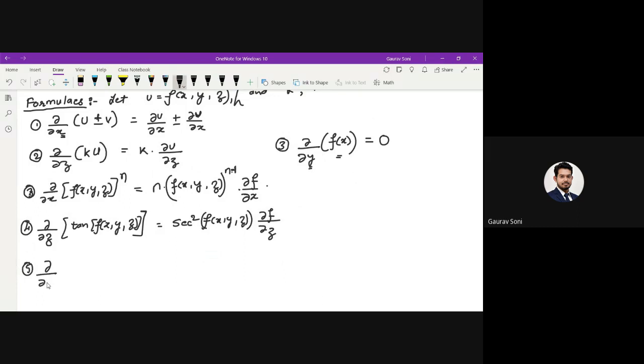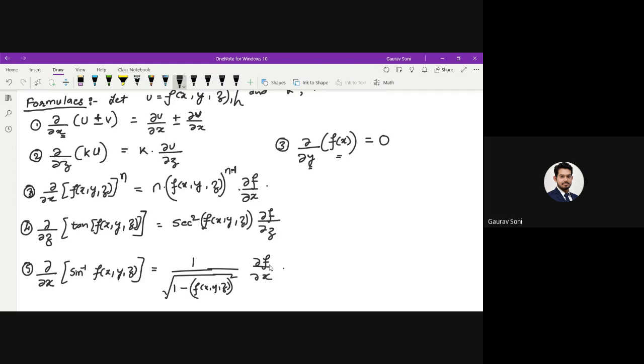Fifth, partial derivative with respect to x of sine inverse f of x, y, z. Sir, 1 upon under root 1 minus f of x, y, z bracket square. Yes, to that function. And then delta f upon delta x. Exactly.